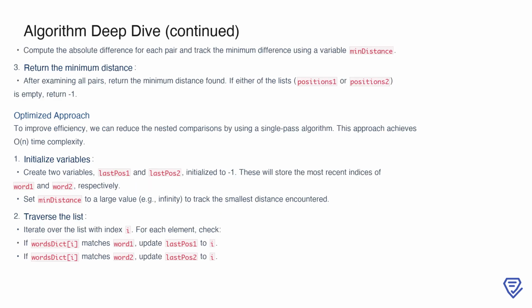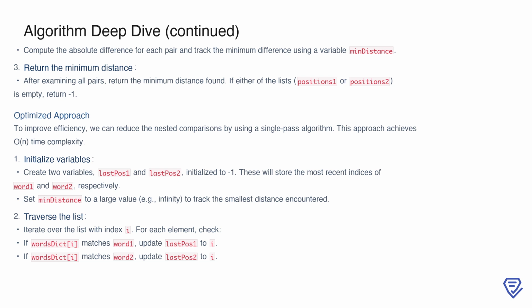The brute force approach continues by iterating over all pairs of indices from positions 1 and positions 2. For each pair, we calculate the absolute difference and keep track of the smallest difference using a variable, min distance. This ensures we find the shortest distance between any occurrence of word 1 and word 2. Finally, after all comparisons, we return the minimum distance found. If either positions 1 or positions 2 is empty, meaning one or both words are missing, the algorithm returns -1 to indicate this.